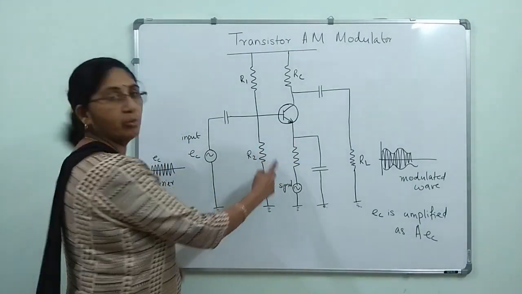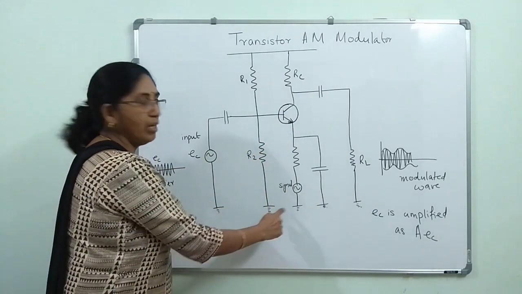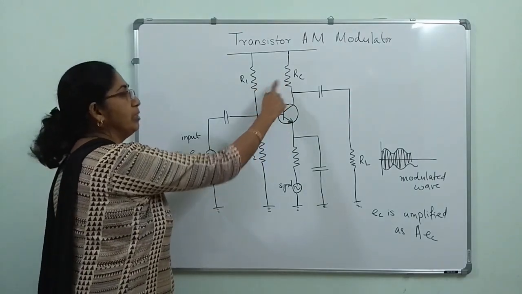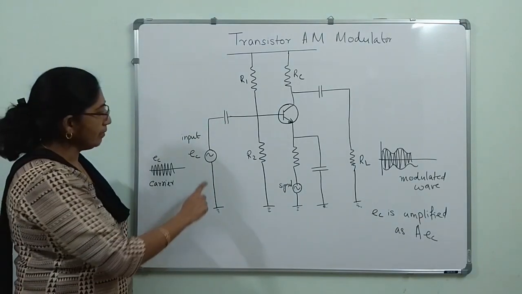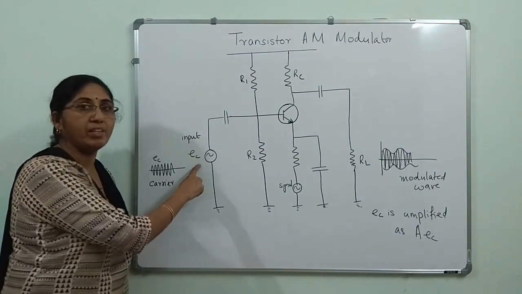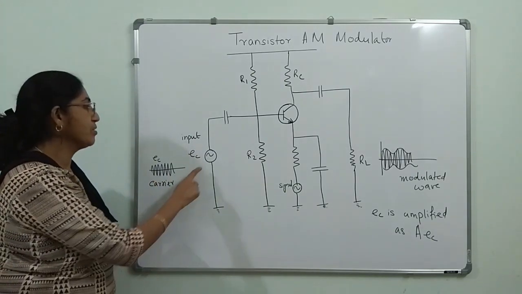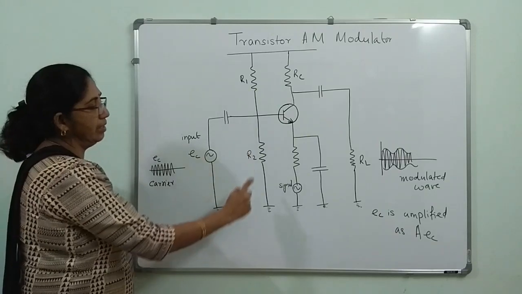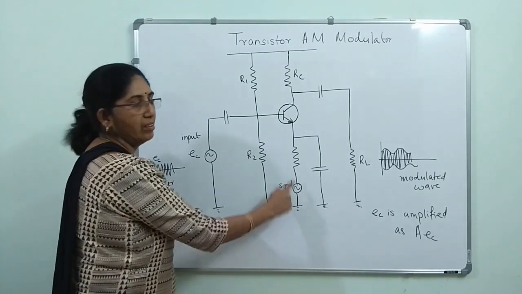So if you look at this figure, you can see this is a transistor in the common emitter configuration. So in this common emitter configuration, you have the proper biasing, etc. Then this is our input signal, which is our carrier wave. The carrier wave of high frequency is given to the input. Then this is the signal which we are applying here.